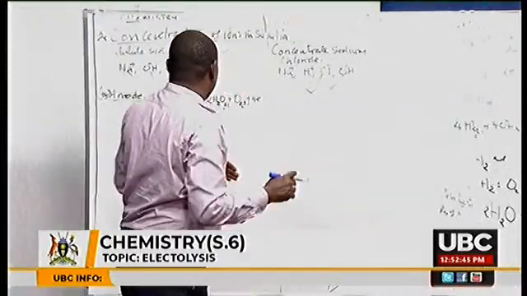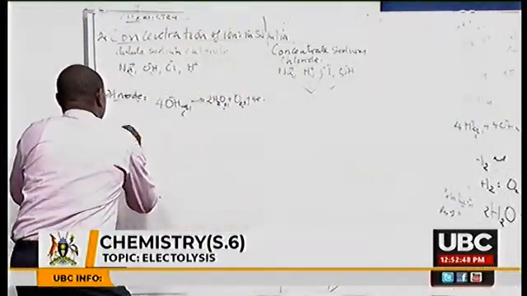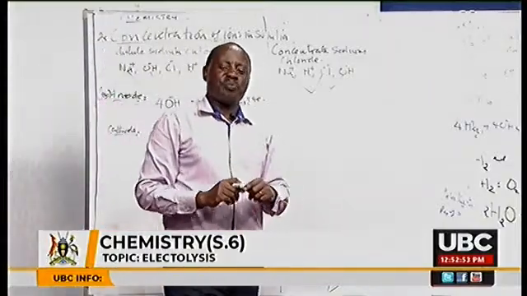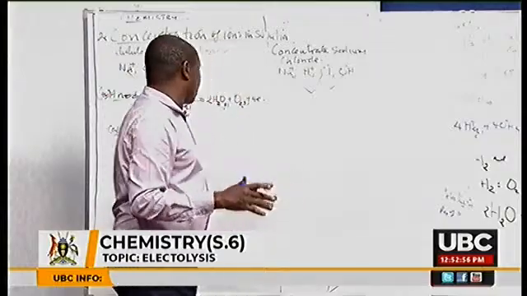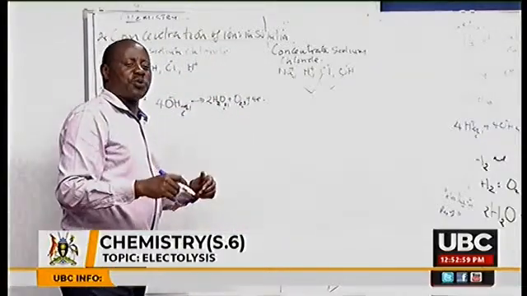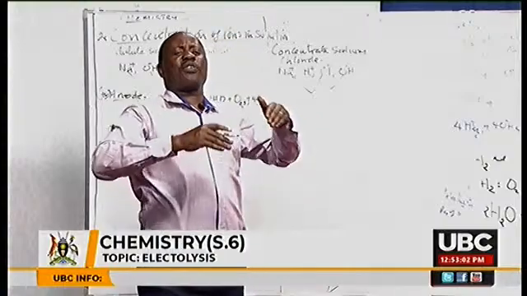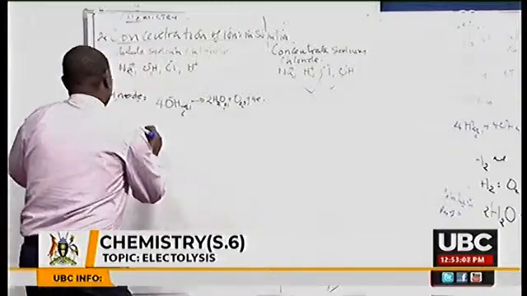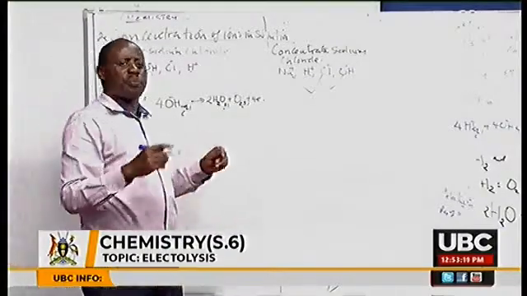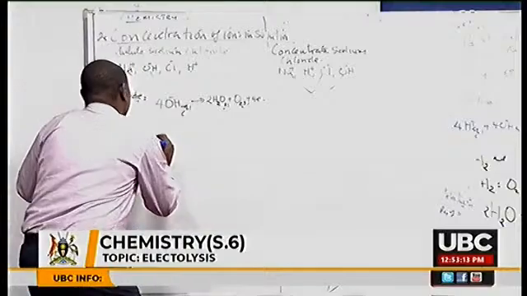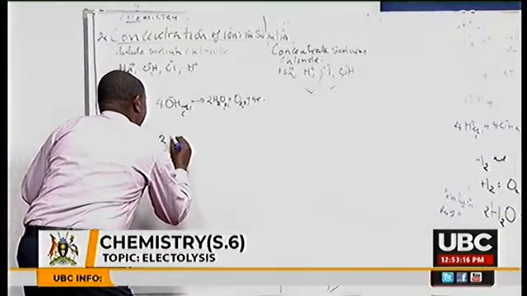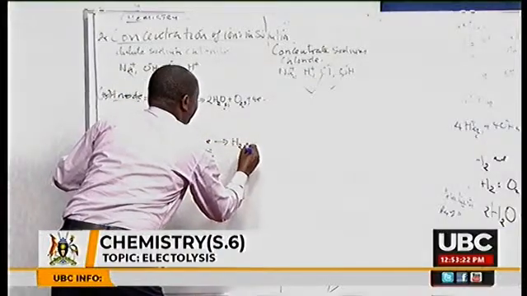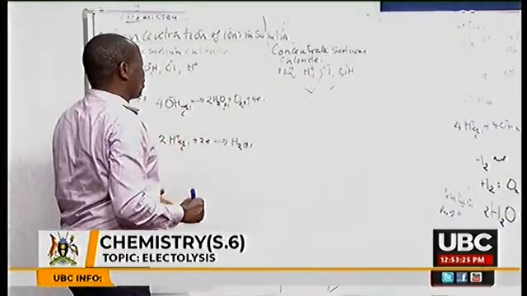Then at the cathode, both sodium ion and hydrogen ion will migrate. And when they migrate, hydrogen ion will be preferably discharged. Those two have an appreciable difference in the energy required to discharge. So they will migrate, but hydrogen ions will be preferably discharged. And therefore, we shall see bubbles of colorless gas due to discharge of hydrogen gas. So once again, the products are hydrogen and oxygen.